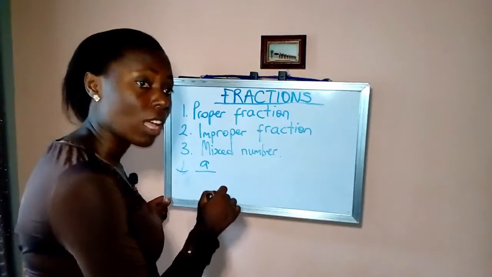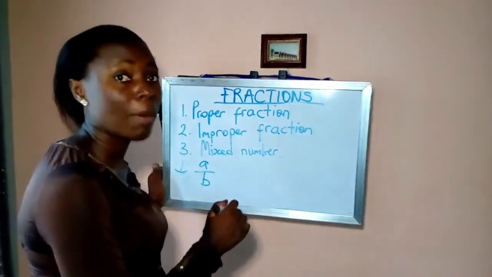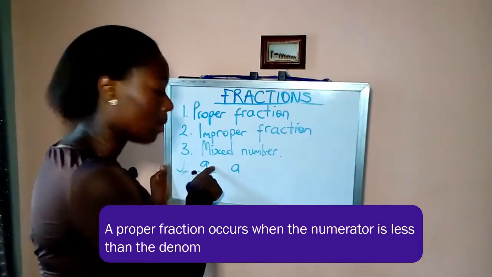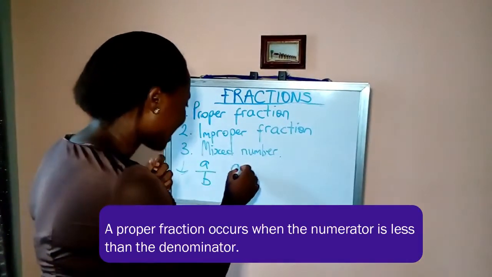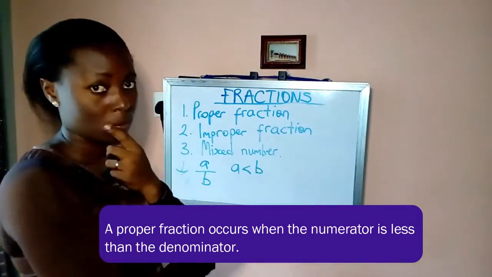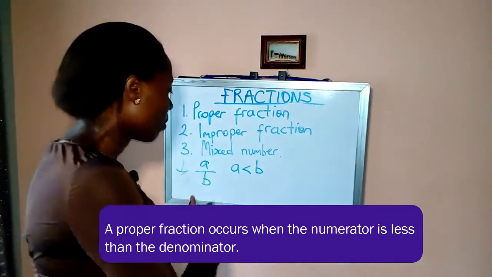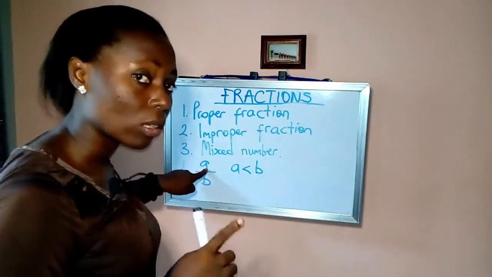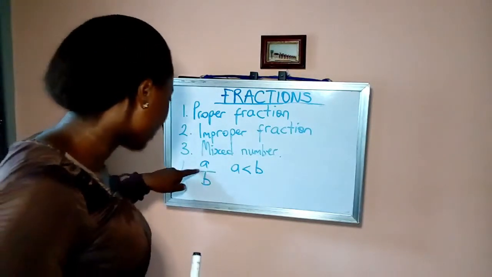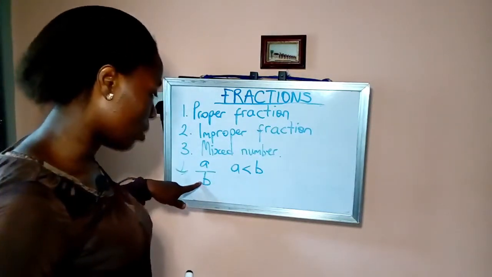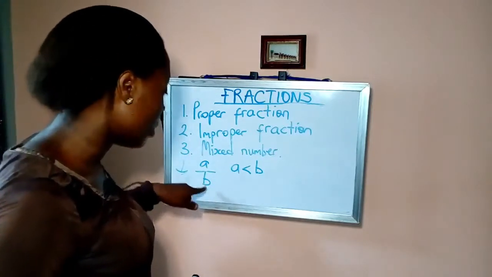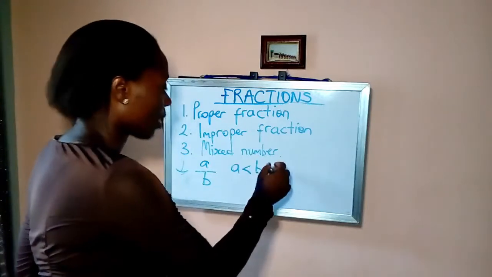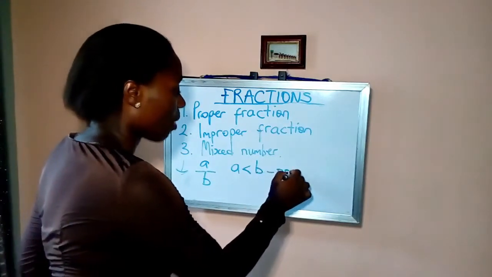Remember, we talked about a fraction having the form a over b. A proper fraction only occurs where our a, the number on top, our numerator, is less than our denominator. This is only when we have a proper fraction. Sorry, when the number on top is less than the number at the bottom, the denominator, we have a proper fraction.